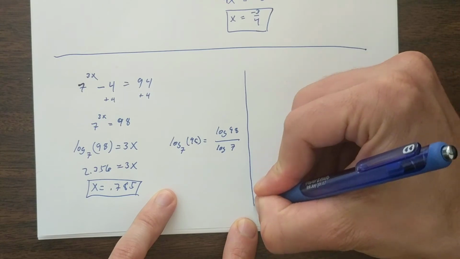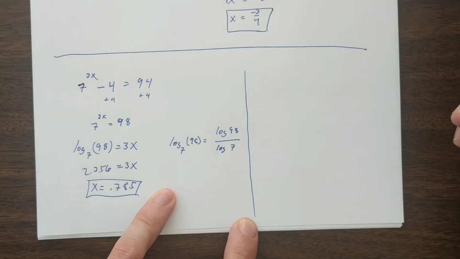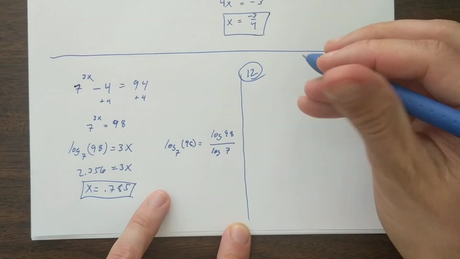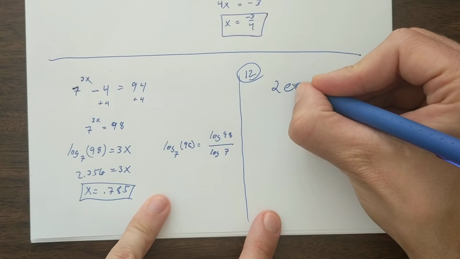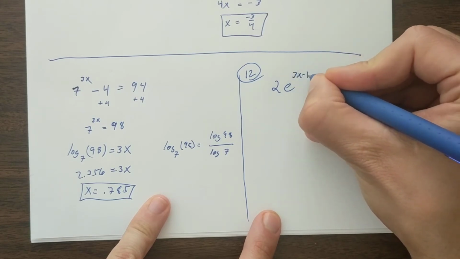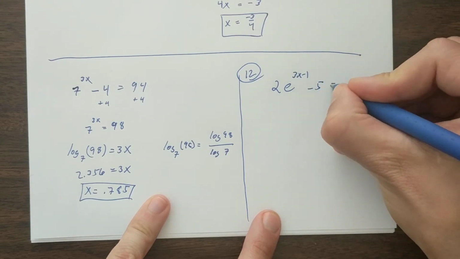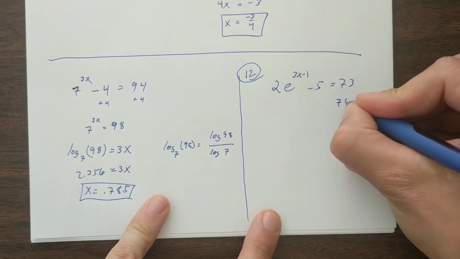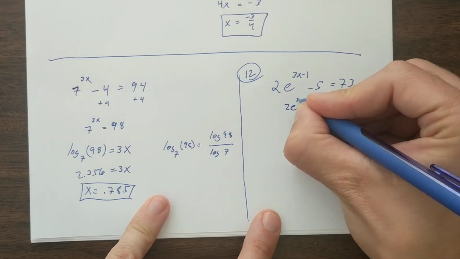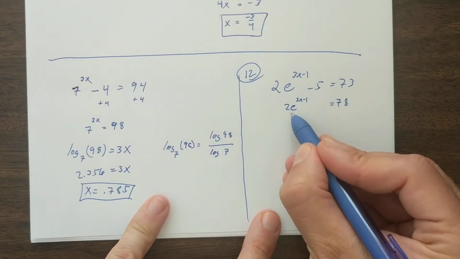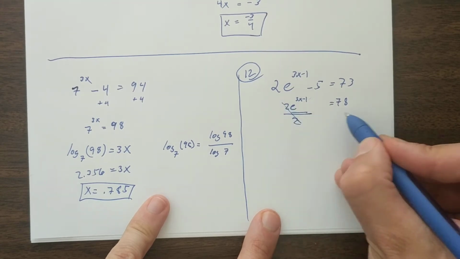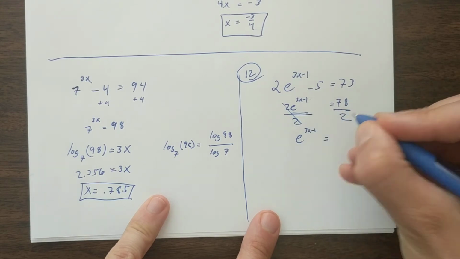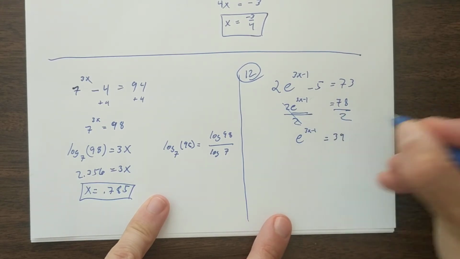Let's actually do one from the paper. This is in fact number 12. So I'm going to do 2e to the power of 3x minus 1, minus 5 equals 73. First I need to add 5, so I'm going to get 78. Again, I'm still trying to isolate my exponential, which means I need to get rid of my 2. So divide by 2, divide by 2. This is going to be 39.